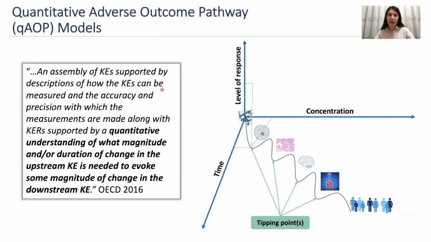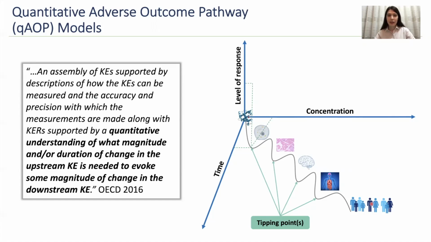To put this into other words, a QAOP model represents a sequence of causal effects that will take place at different biological levels, starting from the molecular level, where a chemical or any other type of stressor, such as environmental factors or genetic predisposition, will lead to effects at the cellular, tissue, organism, and population level.